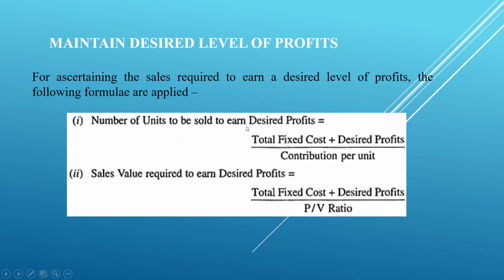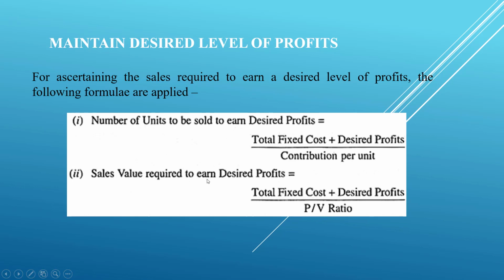Now, number of units to be sold to earn the desired profit. If you want to sell a particular number of units in the market, let's say you want to sell it in unit terms, then what is the formula? Total fixed cost plus desired profit divided by contribution per unit. It will be the number of units. How many units you want to sell in the future, that will be this formula. Sales value required to earn desired profit, that is in rupee value. If you want to find out the desired profit in terms of rupees, then the formula is total fixed cost plus desired profit divided by PV ratio.